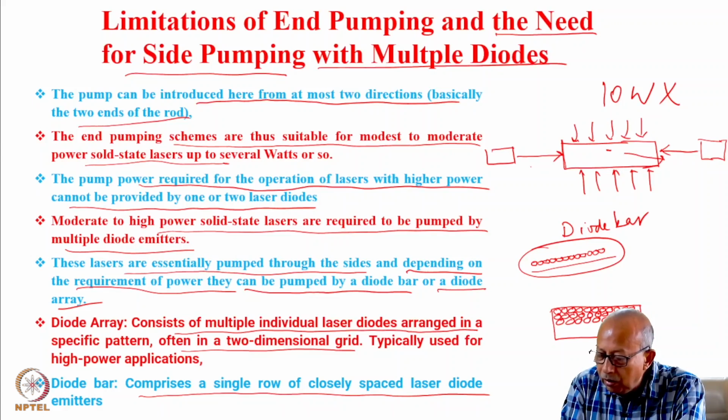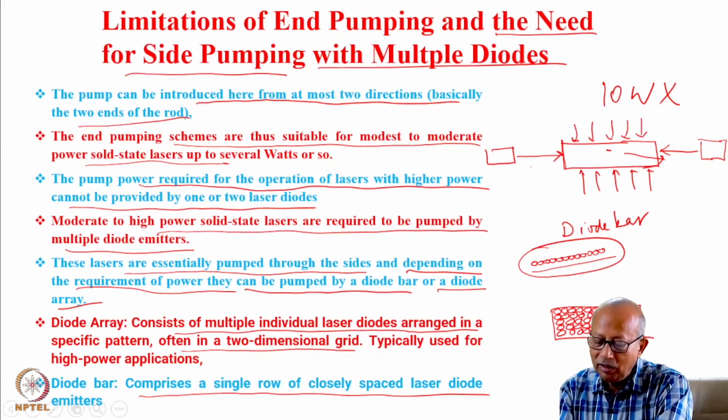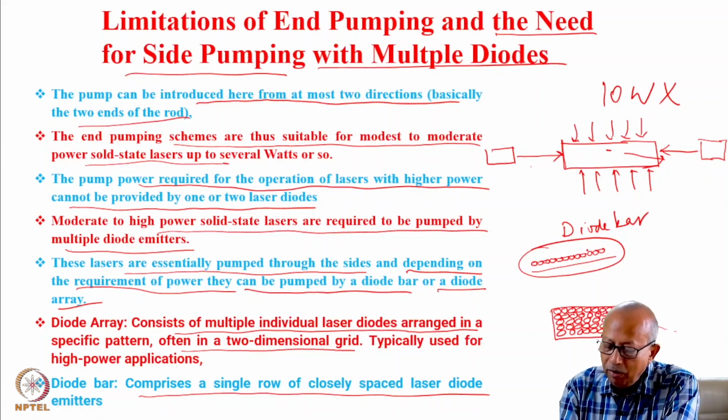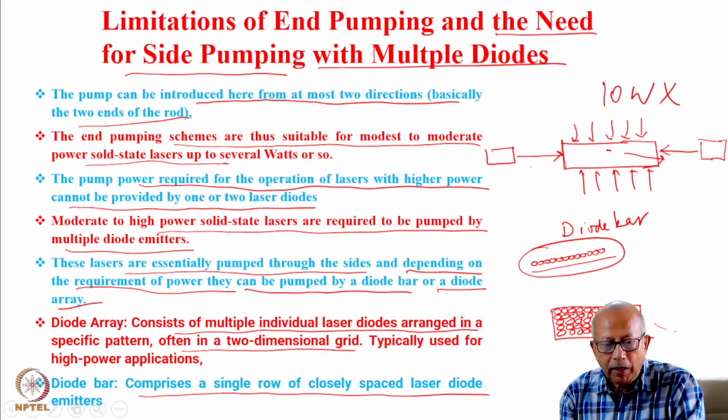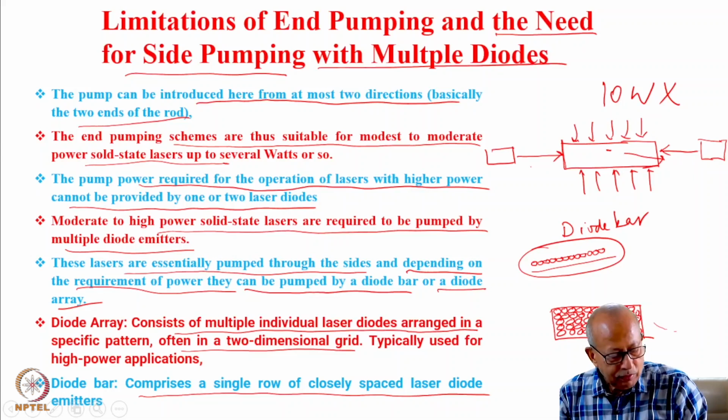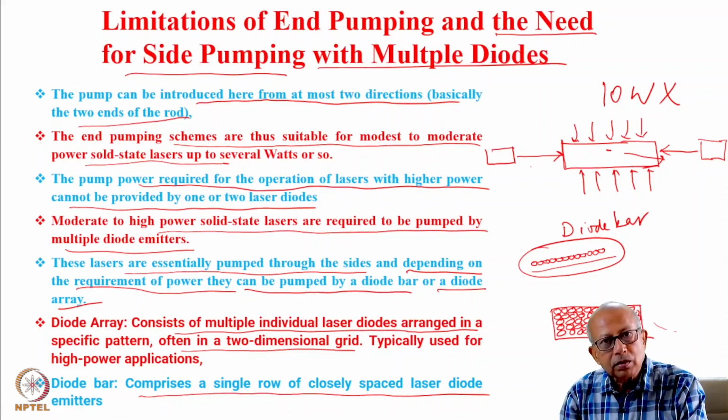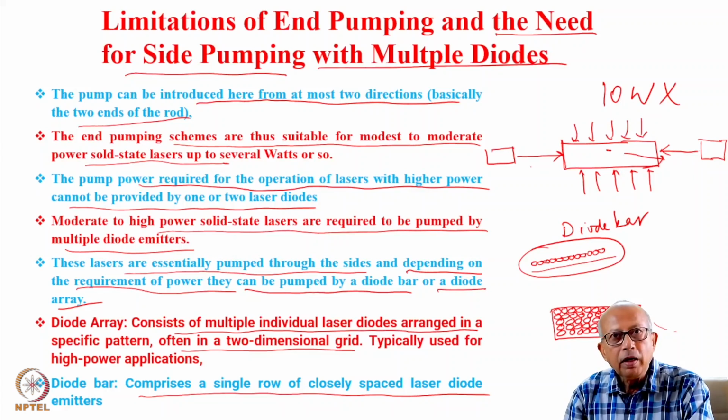You can actually put many more diodes into this array than what would be possible in the case of a diode bar. So you can essentially think that a diode array is a number of diode bars which are combined together. So how do you use this diode bar or diode array in the operation of a laser?